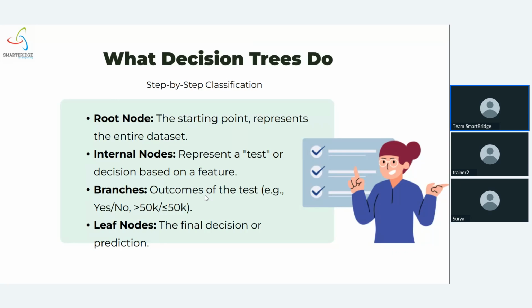The outcome of the test is, for example, yes or no: less than 50K or greater than 50K. Suppose I want to purchase gold, but I only have 40,000 in my wallet. So I'll go to the gold shop and compare the gold. If the gold price is less than 50K, I'll purchase. If the gold price is greater than 50K, I will not purchase.